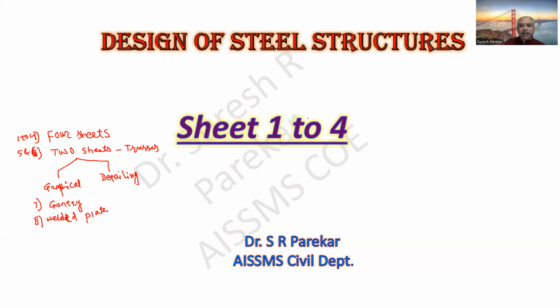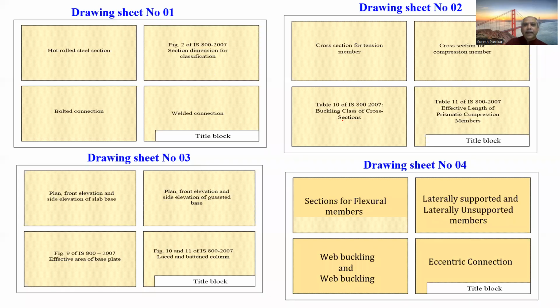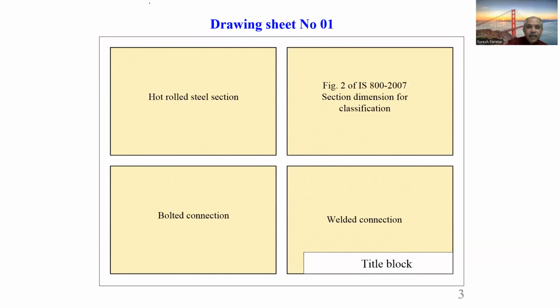Now we will start with the first, whatever we can cover from 1 to 4. We will go with small videos, not large ones. So now I will go with the first sheet. You can see we have these 4 sheets, and now we are going to talk about drawing sheet number 1. I will go to drawing sheet number 1.